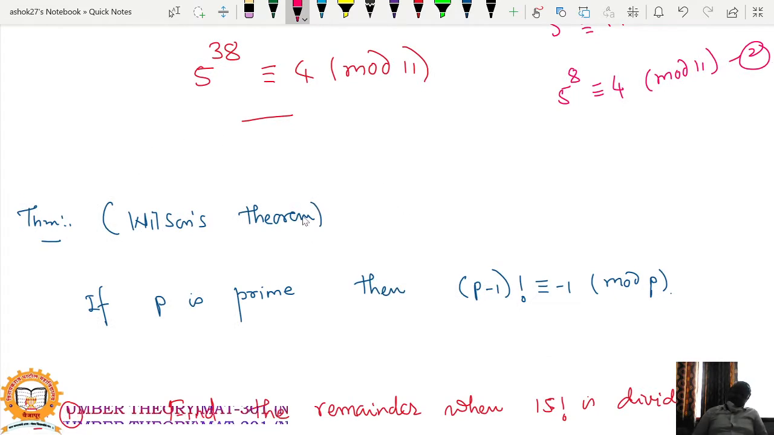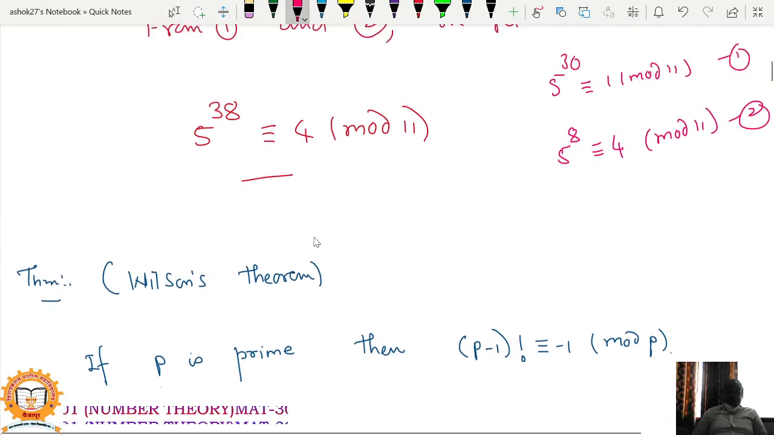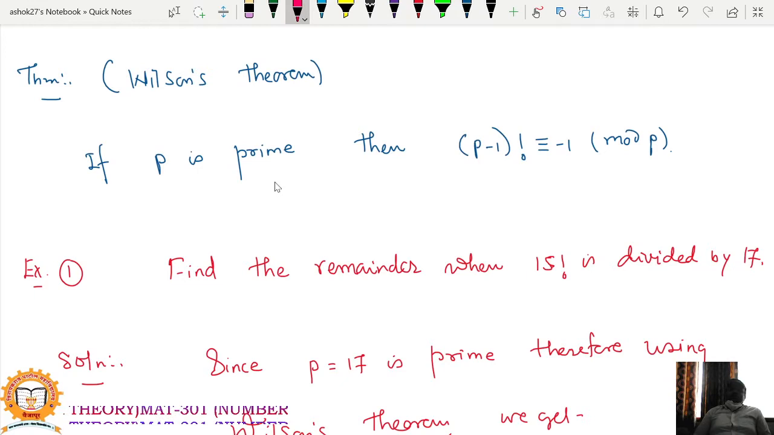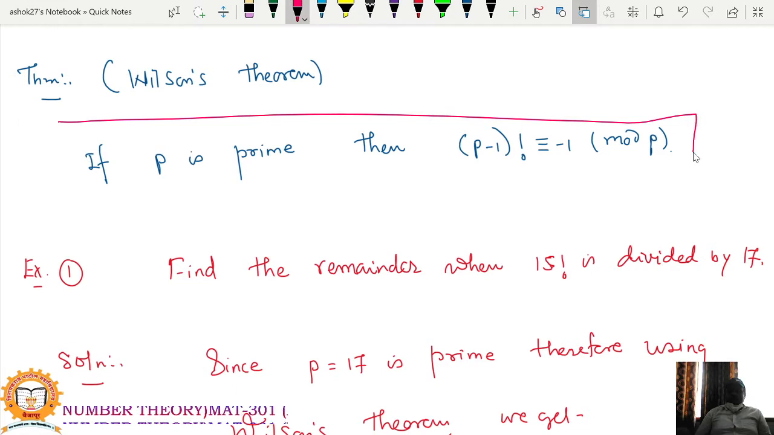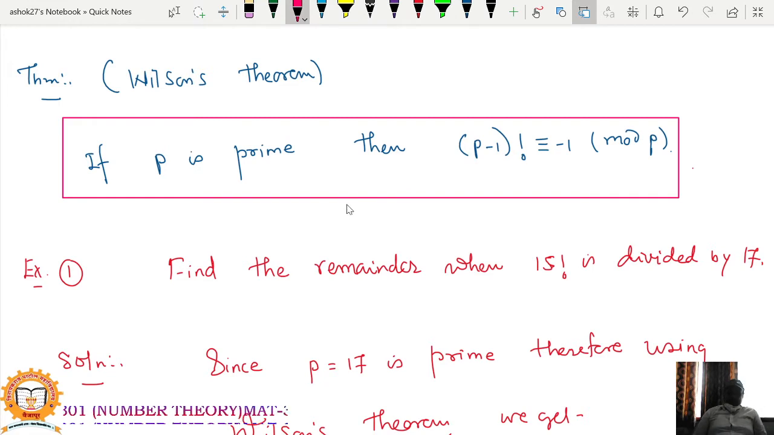So next theorem, that is Wilson's theorem. What is the statement of Wilson's theorem? Let us see. If p is a prime number, then p minus 1 factorial is congruent to minus 1 modulo p. So this is the statement of Wilson's theorem. If p is a prime, then p minus 1 factorial is congruent to minus 1 modulo p.